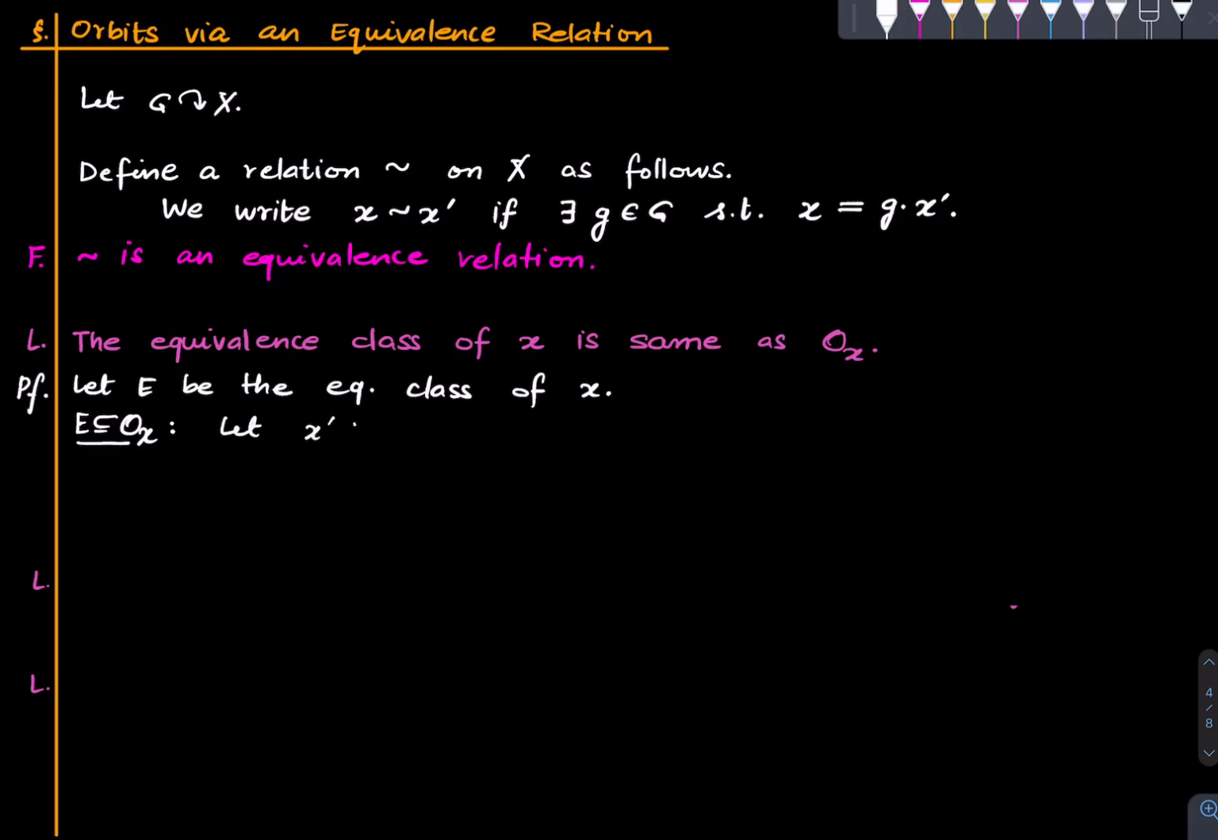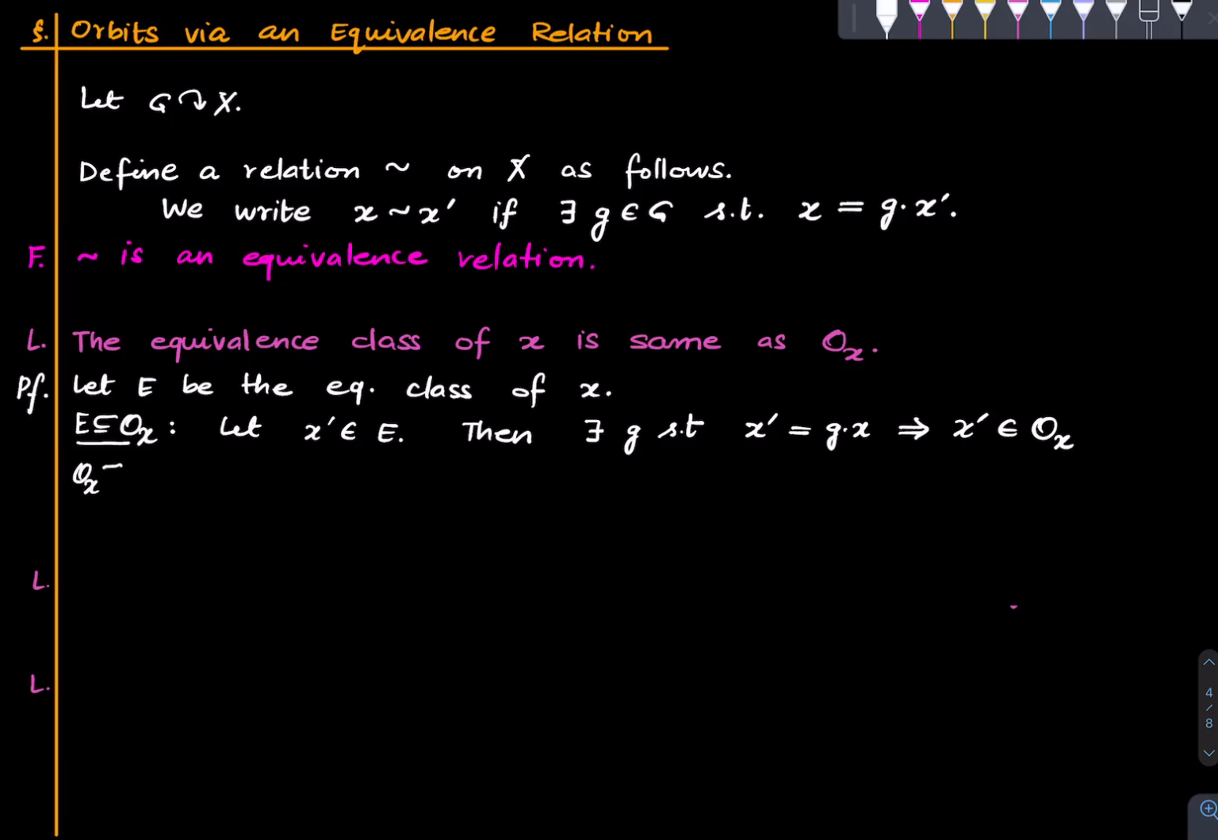Let x prime in E be arbitrary. Then there exists g such that x prime equals g dot x. Because if x prime is in the equivalence class of x, then x and x prime are related under the defined relation. And hence, by the definition of the relation, x prime is equal to g dot x for some g, which implies x prime belongs to the orbit of x. Now what we did was we picked an arbitrary element of the equivalence class and showed that it lies in the orbit of x, and hence this containment holds.